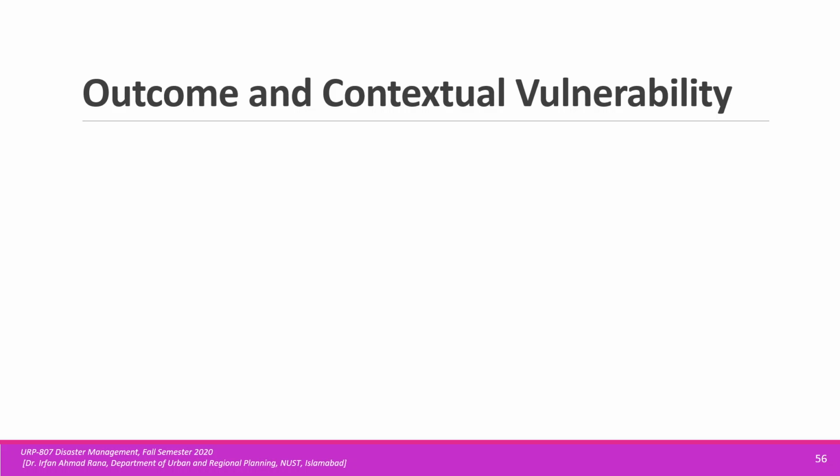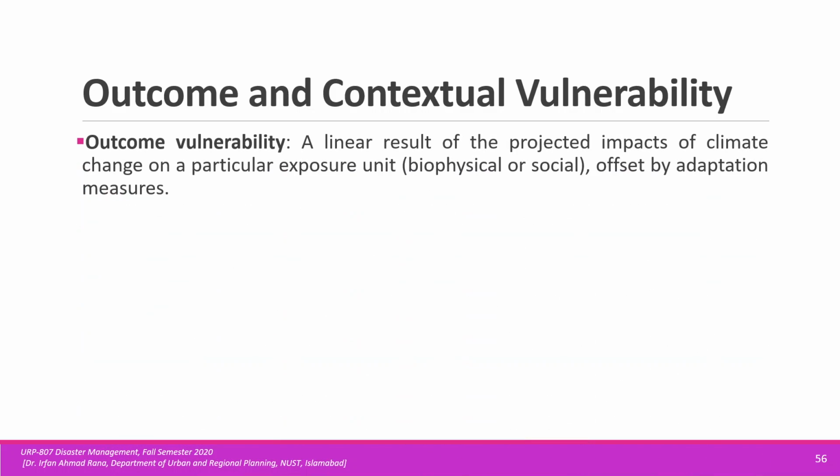Another reclassification of vulnerability is outcome vulnerability or contextual vulnerability. Outcome vulnerability is basically a resultant of projected impacts due to climate change, due to exposure of the social aspects. So we calculate our outcome in terms of climate change. We calculate the vulnerability and then we counteract by developing or assessing the capacity. So outcome vulnerability is equal to, let's say, social vulnerability divided by the capacity. So that is outcome vulnerability.